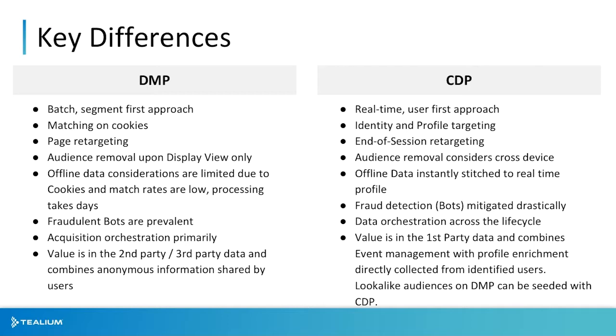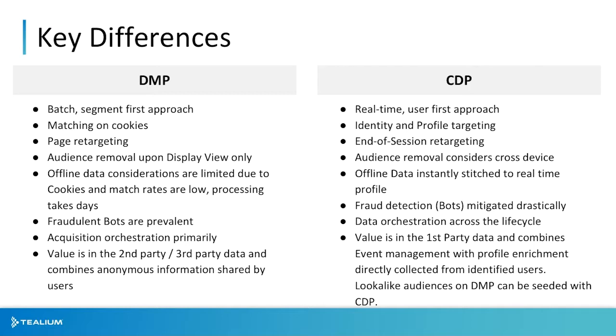Offline data considerations are also something different between the two. The DMP's data considerations are limited because they're dealing with anonymous people inside cookies. Their identities live in cookies. And so the match rates to actually interacting with somebody that you truly want to are low. In addition, when you bring in offline data in a DMP, that doesn't happen in real time. In fact, it takes quite a long time to actually feel confident that you've got the right segments and purchased the right anonymous data.